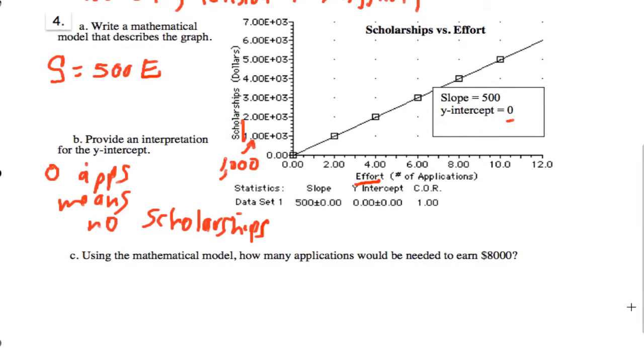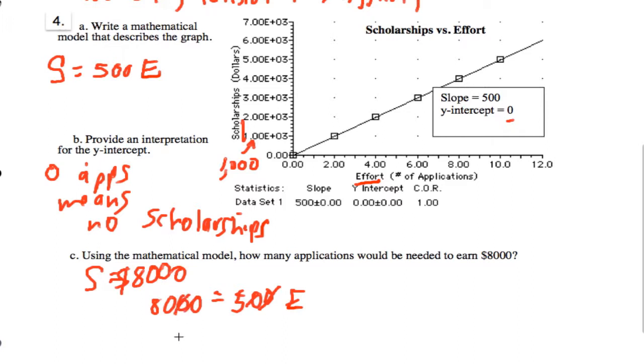Oh, okay, hilarious. Now, how many applications would we need to earn $8,000? Well, that means for S to equal $8,000, we'd say 8,000 equals 500E. And we can cancel this out. And when we simplify, we're going to get E equals 16 applications. So that answers question number 4.